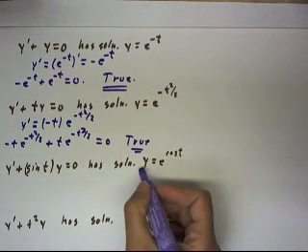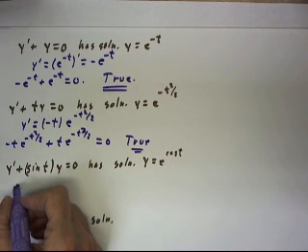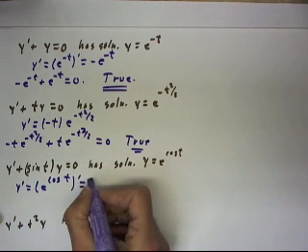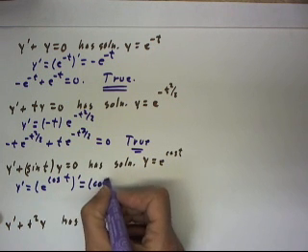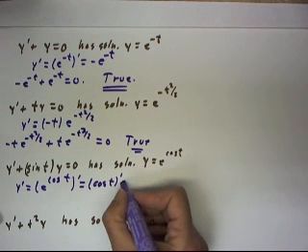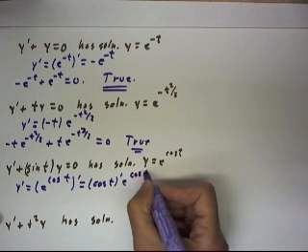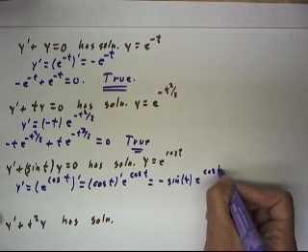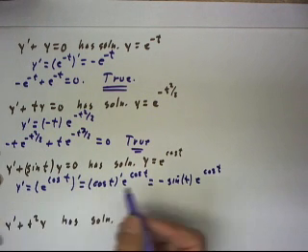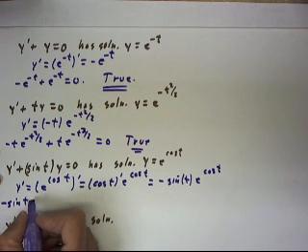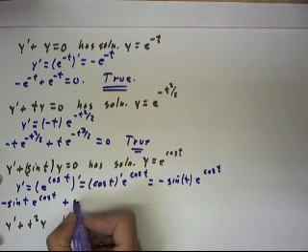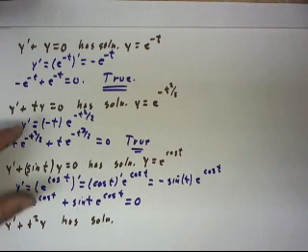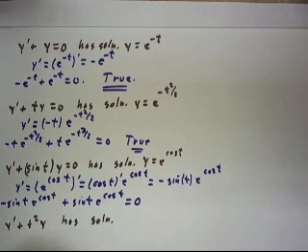Let's try this one. y equals e to the cosine t, so that y prime equals e to the cosine t, prime, which is cosine of t prime, which is negative sine of t, times e to the cosine of t. We plug that into the equation and we find that it works out. Negative sine of t e to the cosine of t plus sine of t e to the cosine of t equals 0.